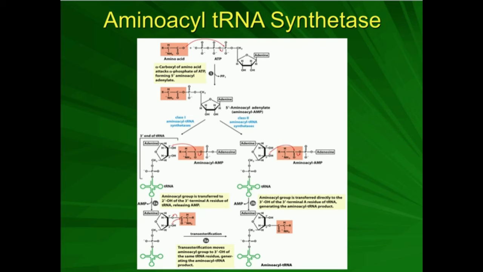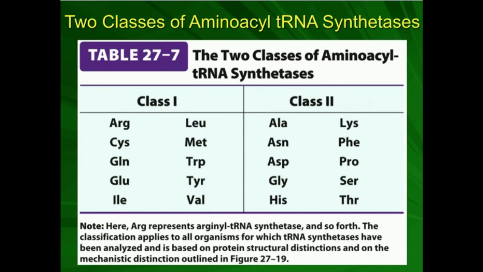Now, remember, class 1 is the more indirect because you initially do the 2' and then transesterification. Class 2 aminoacyl tRNA synthetases are direct. They transfer the amino acid directly onto the 3' OH. Okay, what are the reasons for doing that? Not really sure. You look at the class 1 and class 2, it really appears through looking at a lot of different organisms and their tRNA synthetases that there are 10 amino acids that are in each group. Very symmetric, I suppose.